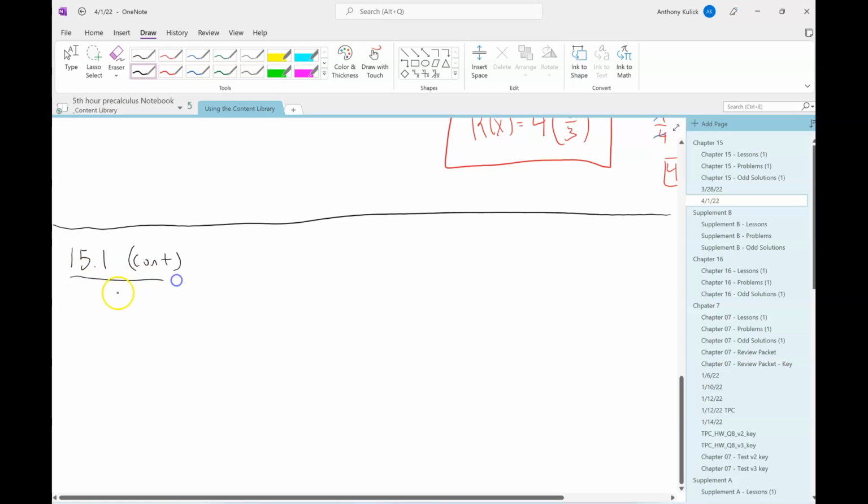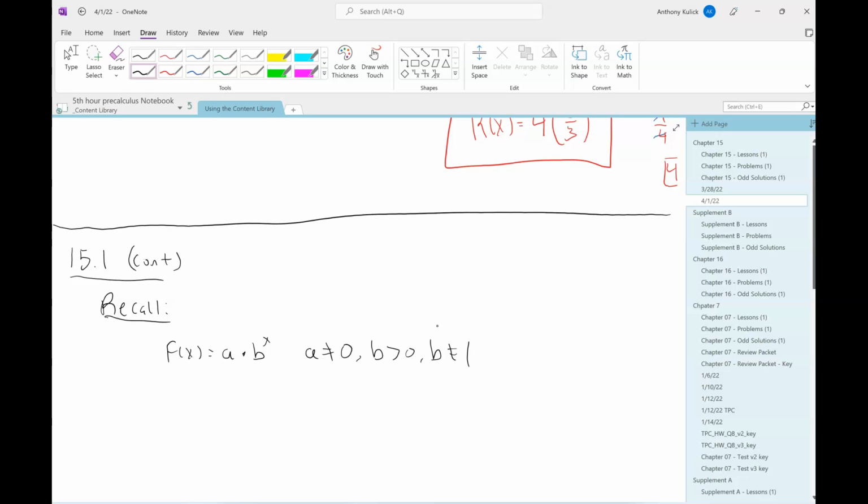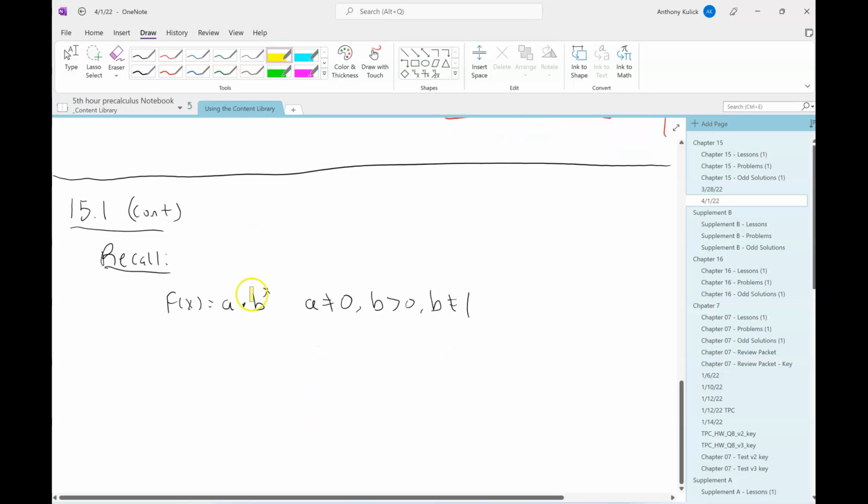All right. So on Monday, we talked about how we have these exponential functions, a times b to the x, where the a is non-zero, the b is positive, and the b is not equal to 1. Right? You guys remember that? So these exponential functions all can have different bases, right?